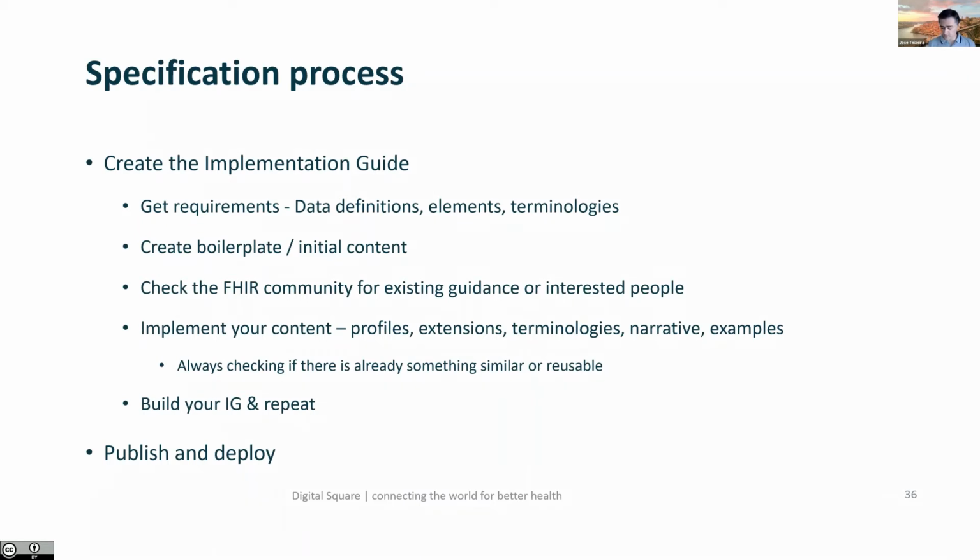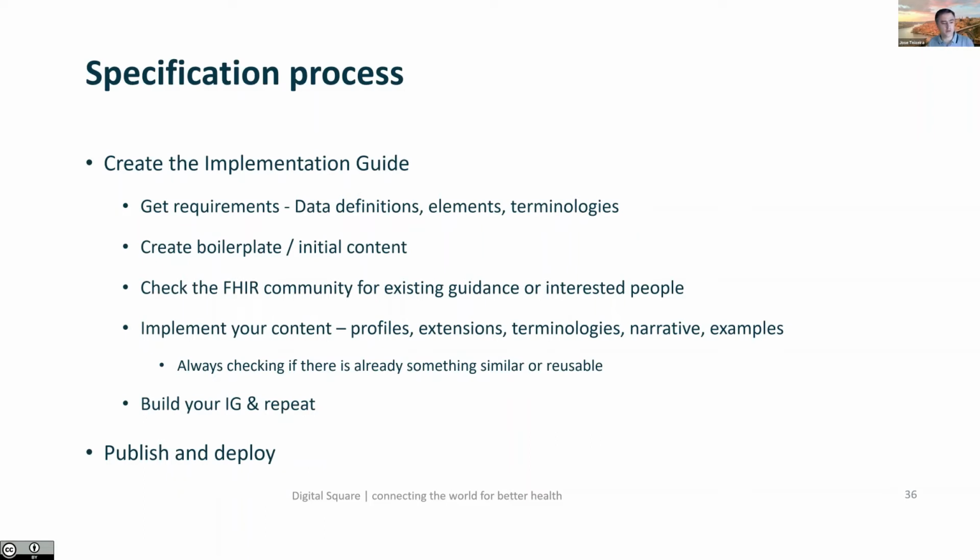The specification process that you could use is, well, this is normal V model or even agile ready model. You just get the requirements, which in our case are data definitions, the elements and terminology that we need to use. Create a boilerplate initial content, so create one empty implementation guide, and then from there do the iterative cycle, which is see our requirements and see if there is someone else doing those requirements, because we might want to reuse as much as possible, or we might want to join one existing working group of people that are doing what we need, so that we don't have to reinvent the wheel ourselves.